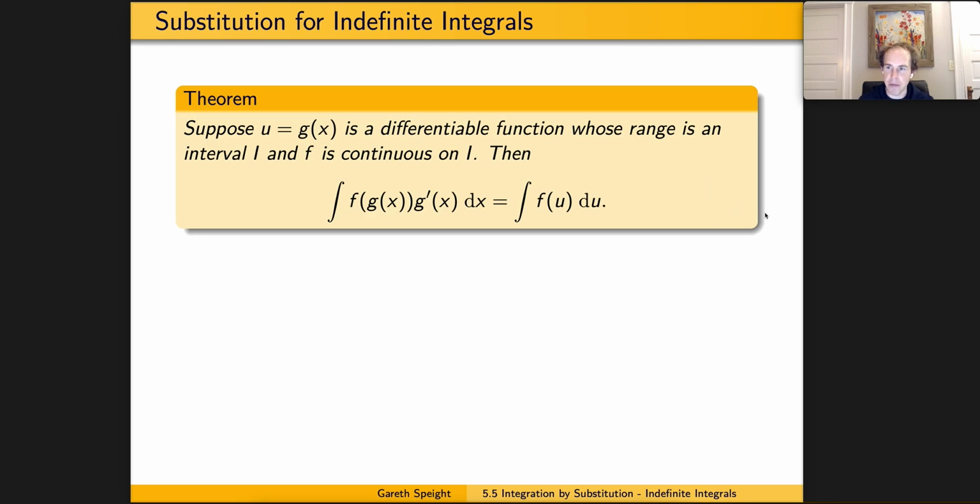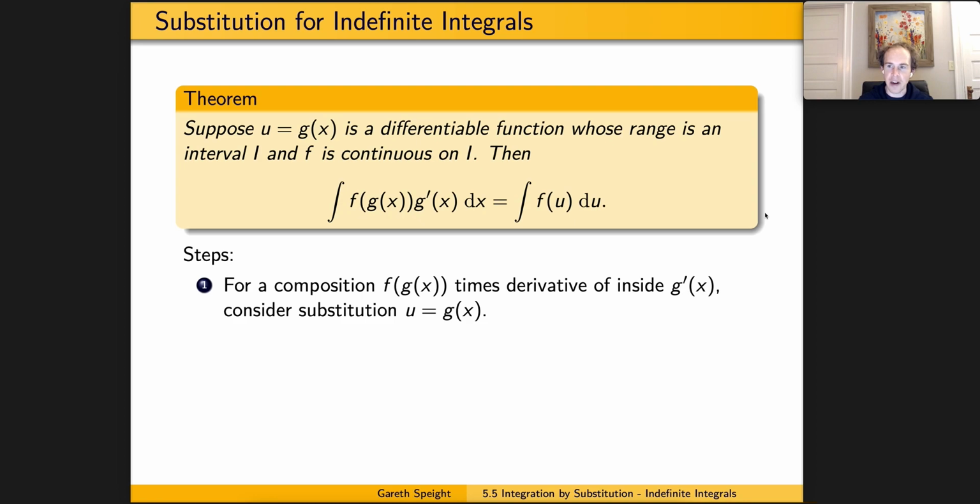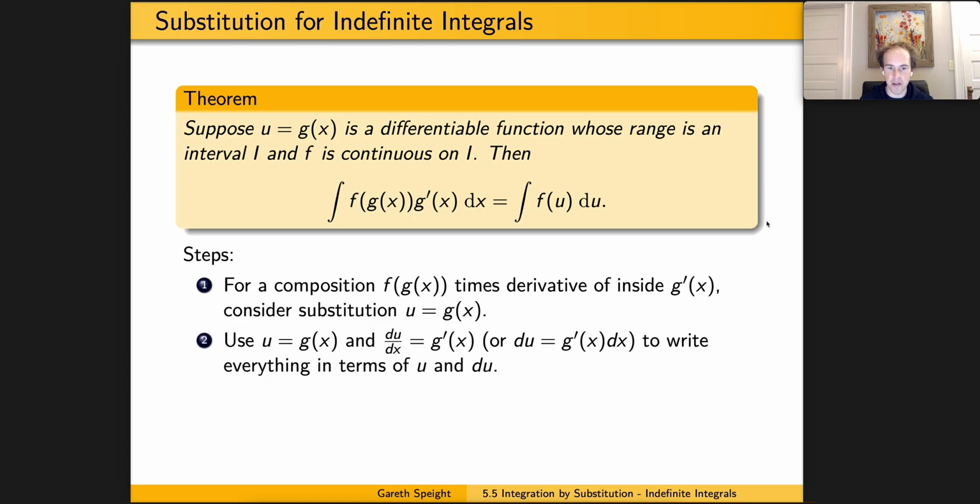So how do we actually implement this? So we have to recognize what we're integrating. So we said it should look like a composition times the derivative of the inside. And then we should consider a substitution where u is the inside function. And then once we've done that, we need to rewrite everything in terms of u and du. So rather than having x and dx stuff, we need to have u and du stuff. So how do we do that? Well, we can do the substitution straight away. u is g of x, right? u is the inside function. That's why we chose u.